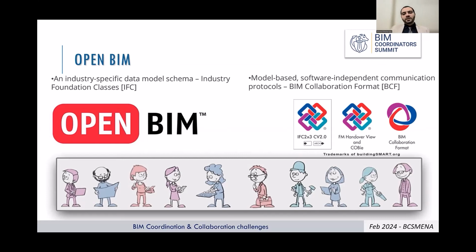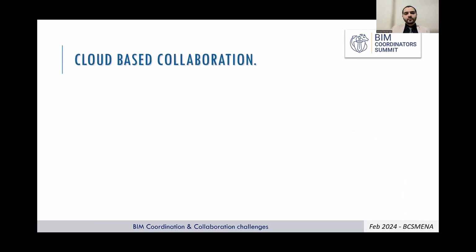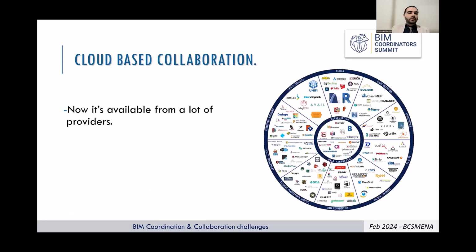Also, when coordinating, there is a lot of coordination software. So using the BIM Collaboration Format is very important so that you can handle the information coming from the issues or coming from the clashes. Also, cloud-based collaboration is a very important solution, and there are a lot of providers of BIM cloud-based collaboration, such as Autodesk Construction Cloud, Trimble Connect, Revizto, and other solutions.